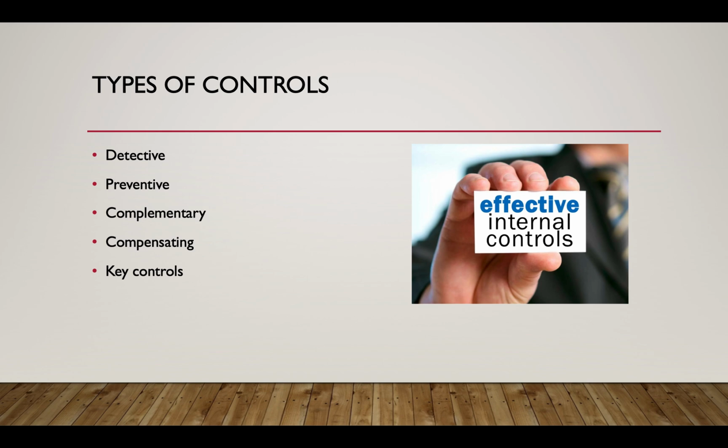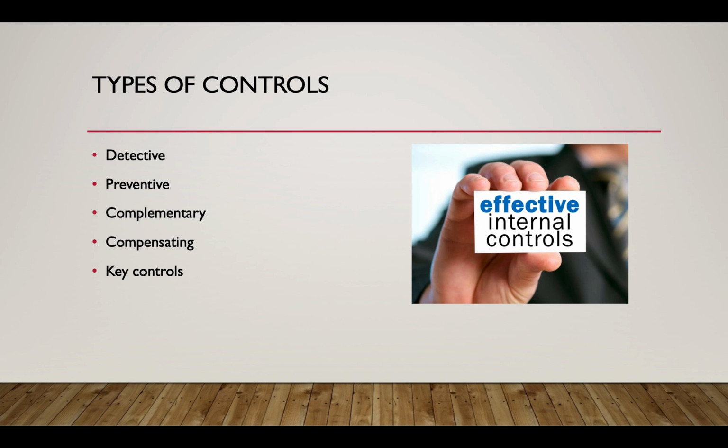Then the third type of control is complementary. Complementary controls function together to complete one objective. An example would be bank statements. The next would be compensating, which is reducing the risk if other controls fail. Think of it in terms of segregation of duties.